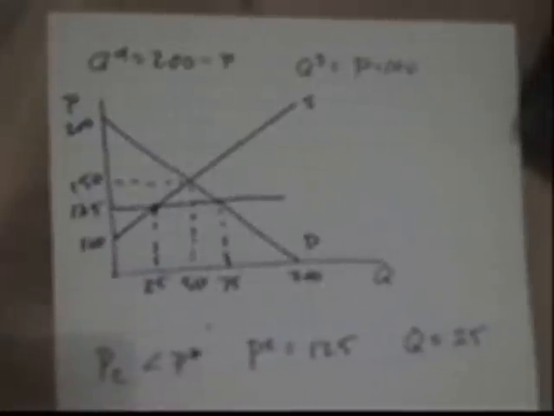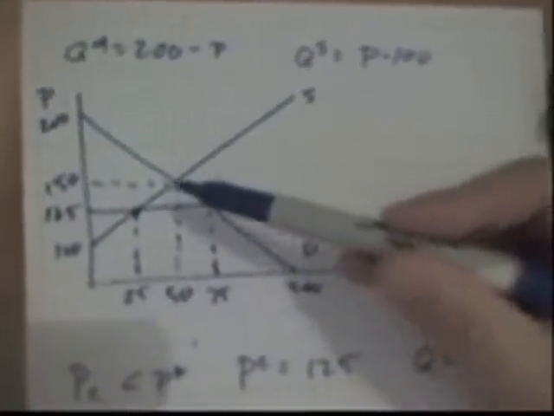Well, what about a price floor? Remember, a price floor says you can't charge any less than a particular price. Now, if you tell them that, okay, you can't charge anything less than, say, 125, well, that's not going to make any difference because they were charging more than that anyway. Price floors only have an impact if they are above the equilibrium price. So let's think about a price floor of 175.